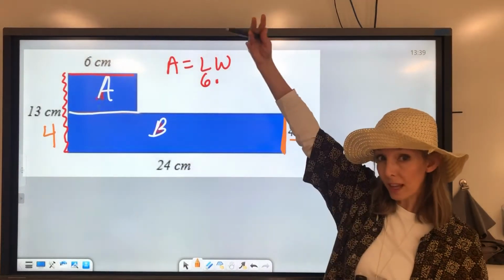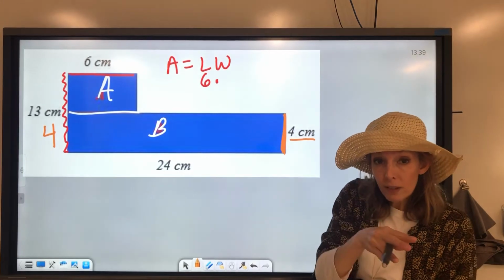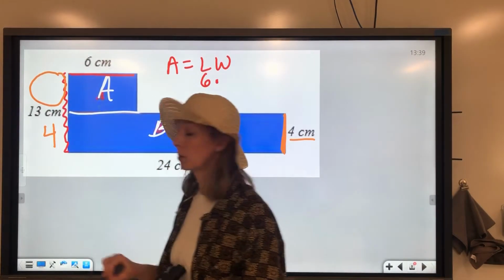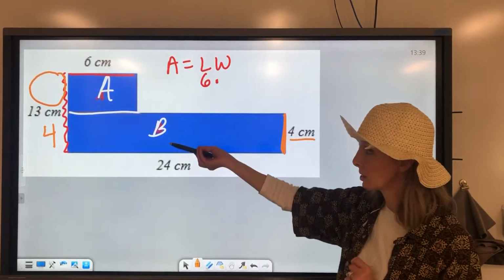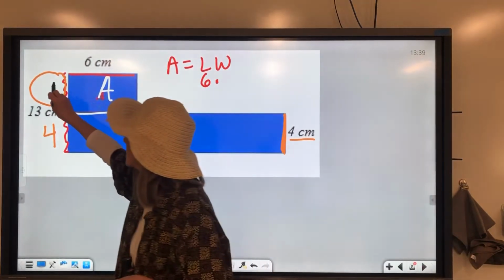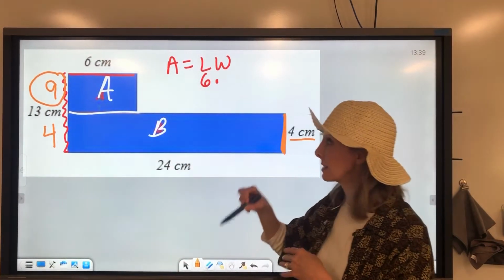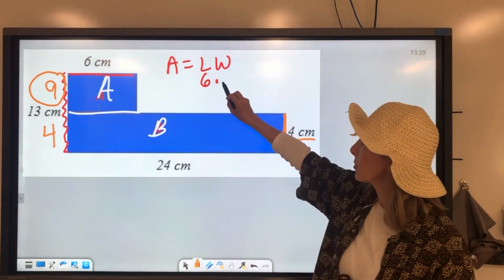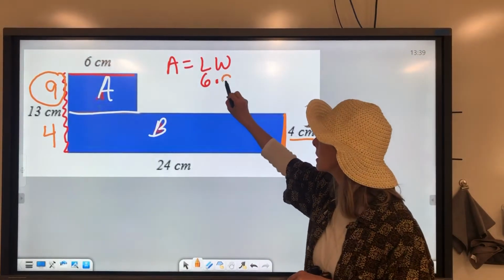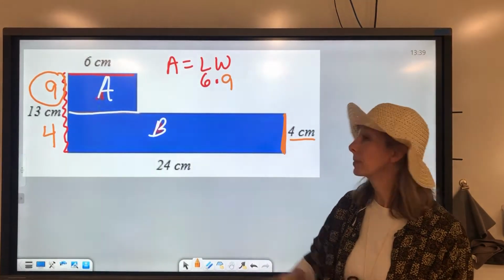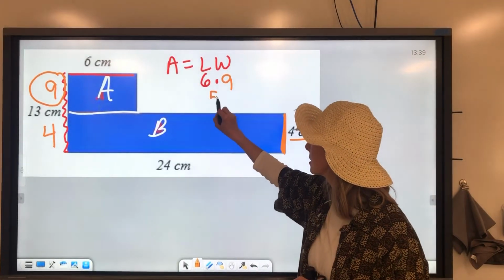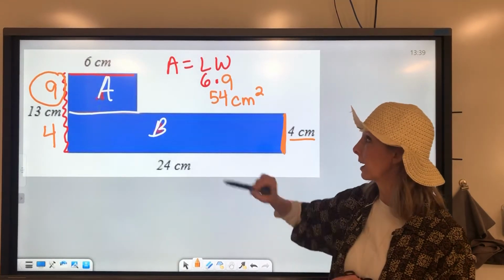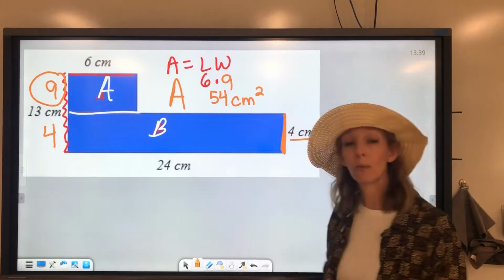So if the whole thing is 13, and I know part of it is 4, what would this part be right here? All I'm doing is saying 13 minus 4 to get 9, because would you agree that 9 and 4 is equal to 13? Okay, so now I know that my length is 6, my width is 9. 6 times 9, of course, is 54, and this is centimeters squared. Again, this is for rectangle A.